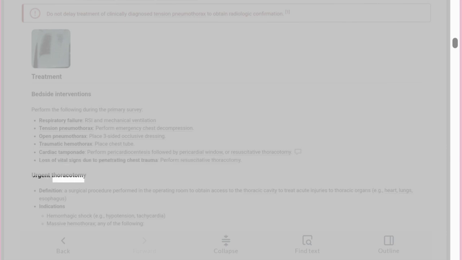Urgent thoracotomy. Definition: a surgical procedure performed in the operating room to obtain access to the thoracic cavity to treat acute injuries to thoracic organs, for example heart, lungs, esophagus. Indications: hemorrhagic shock, for example hypotension, tachycardia, or massive hemothorax, any of the following.